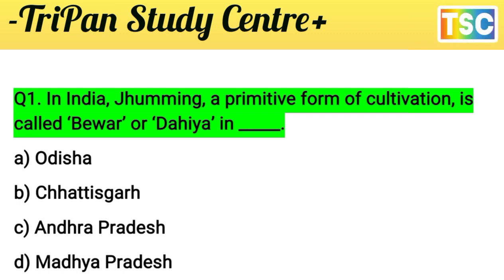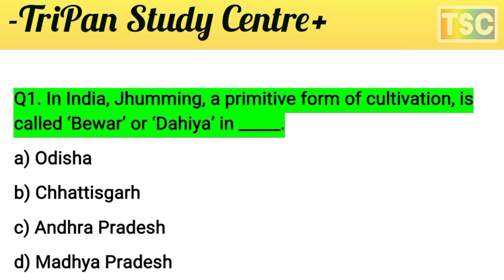In India, zooming, a primitive form of cultivation, is called Weaver or Dahiya in which state? Name the state. The options are: A Odisha, B Chhattisgarh, C Andhra Pradesh, D Madhya Pradesh. But first of all, test your knowledge. I give you a few seconds to think. You must have thought of your answer. Let's see the answer.